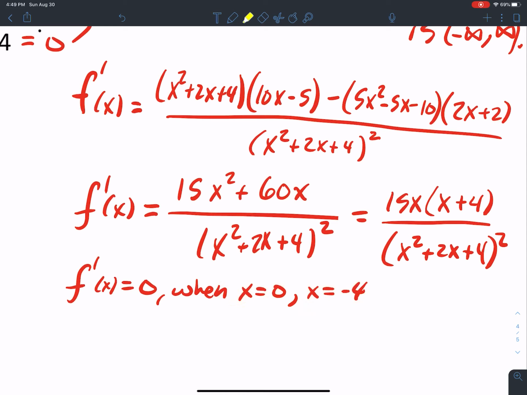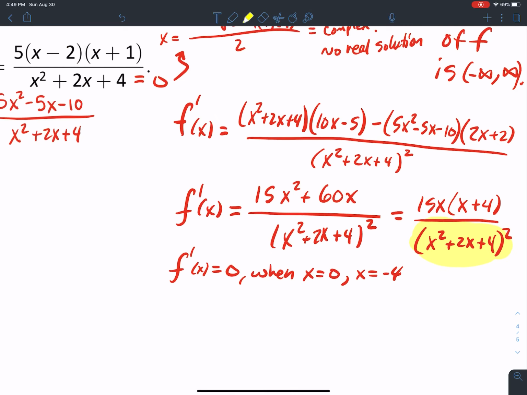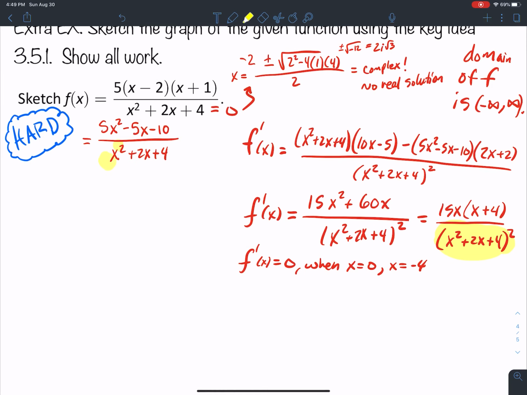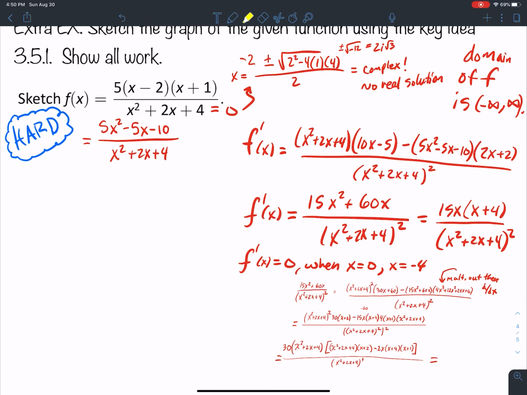What about setting the denominator equal to 0? What do you notice about that denominator and this denominator here? They're all the same, right? And when we set that equal to 0, what did we find? We said that there was no real solution. So there's no way to find a derivative that does not exist. We're stuck with just x equals 0 and x equals negative 4.